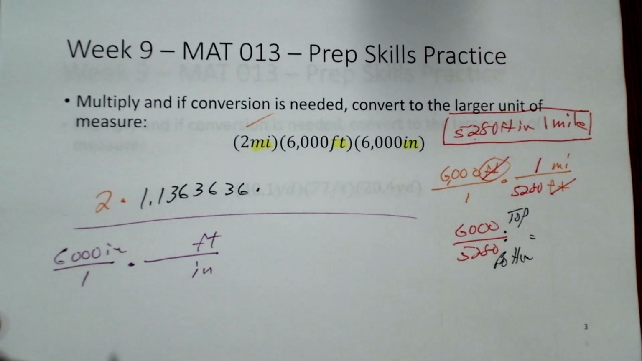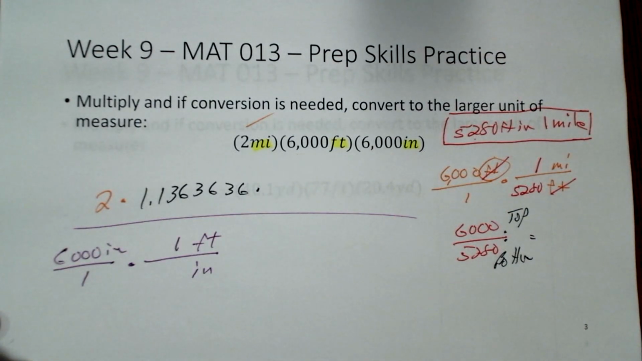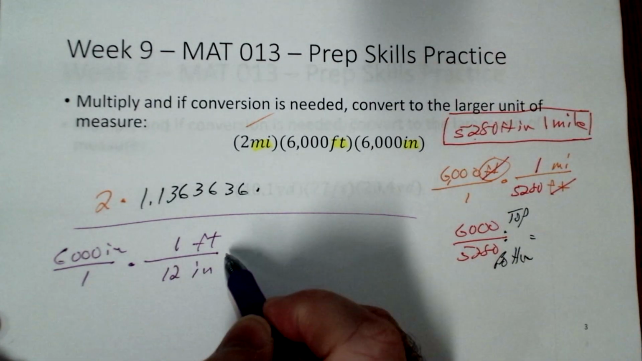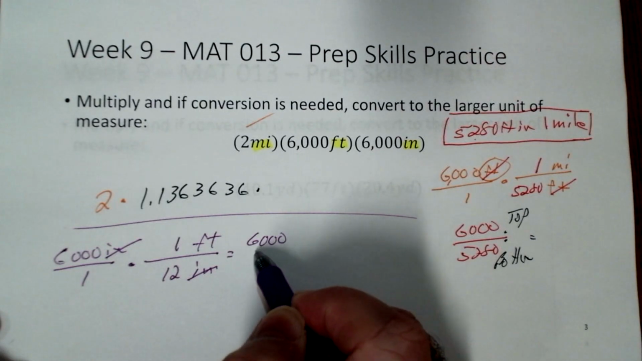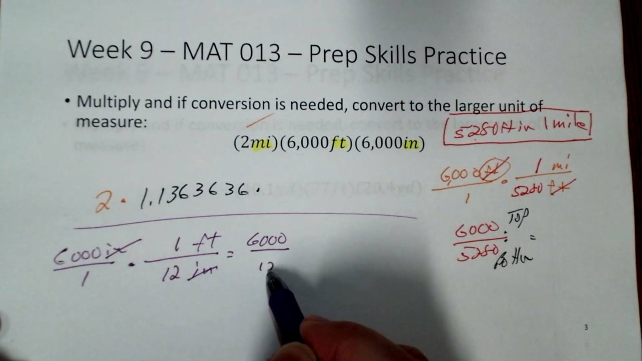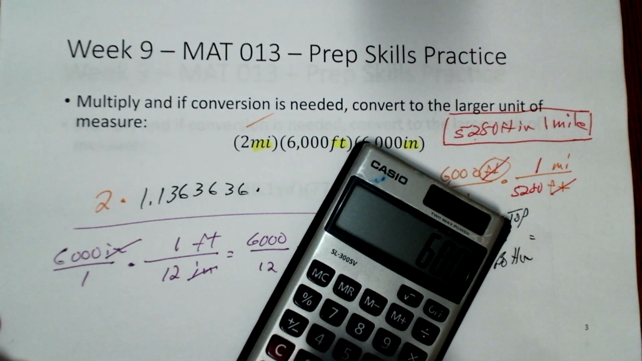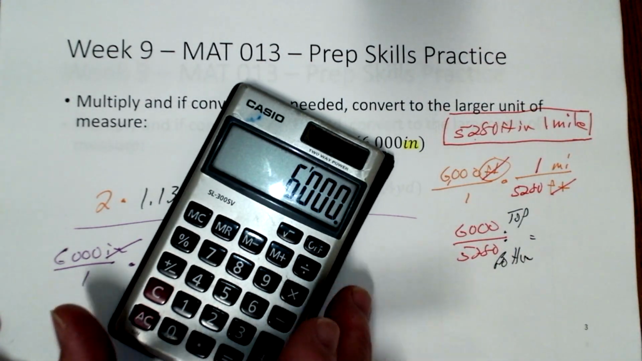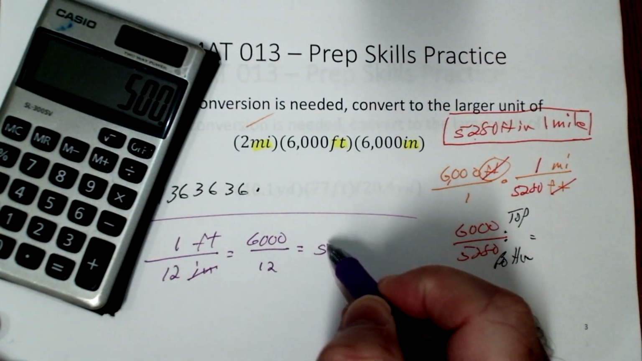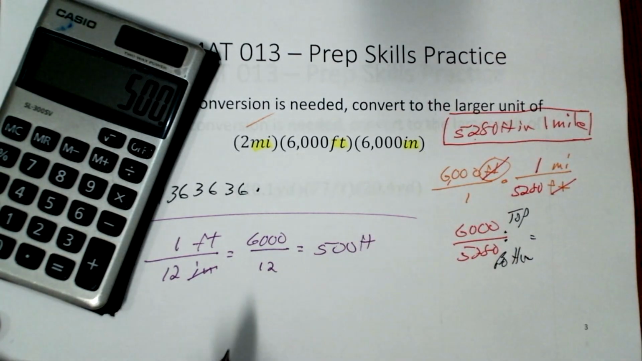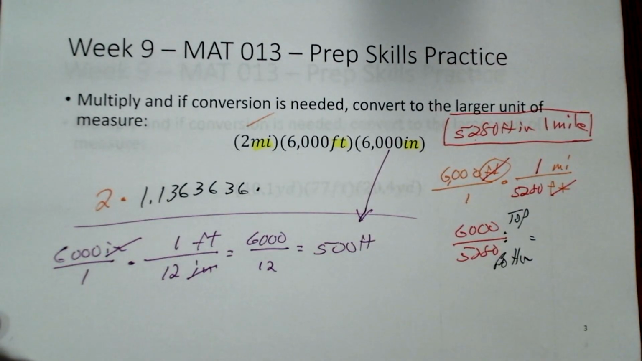So we're going to turn this into feet first. If we look at this one, which is larger, a foot or an inch? Of course a foot is, and in 1 foot, how many inches are there? Well, there are 12. We multiply straight across, those are going to cancel out. We get 6,000 over 12. If we do that math, 6,000 divided by 12, there are 500 feet in 6,000 inches. So we've converted our 6,000 inches into feet.